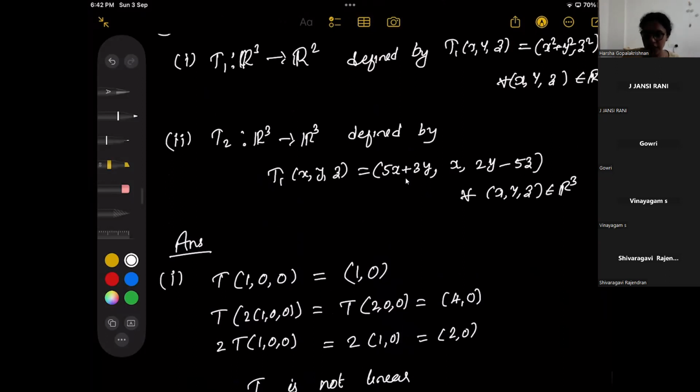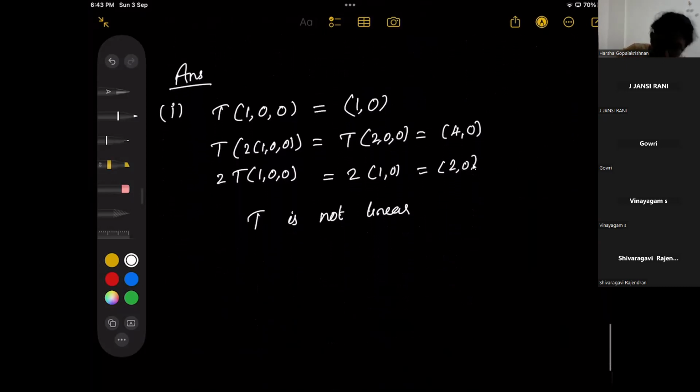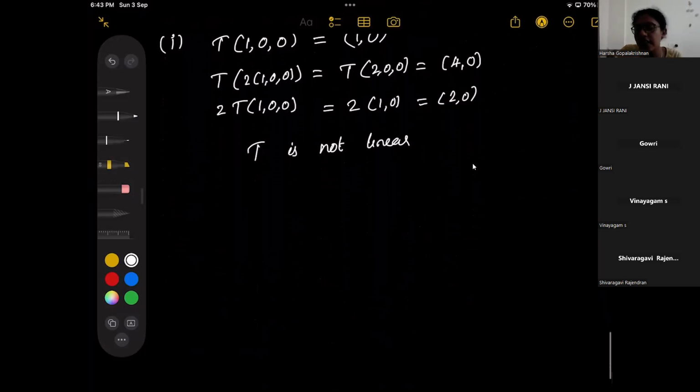But we should check. If it is not linear, we have given one case where the linearity property is lost. In the same way, here, if it is linear, we should prove in general that both the conditions are satisfied. So let us see. First of all, because it is just a linear combination, intuitively we can say it is a linear transformation. Now we are going to prove it explicitly.